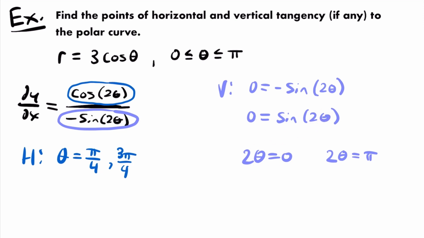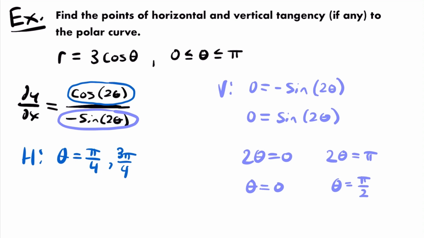So for this first equation, dividing both sides by 2 to solve for theta will just give us theta is equal to 0, because 0 divided by 2 is 0. So theta equals 0 is one of our angles where we'll have a vertical tangent line. And then if we solve for theta in this equation by dividing both sides by 2, we'll have theta is equal to pi divided by 2.